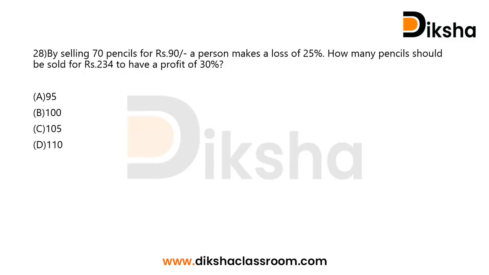Moving to the next question, question number 28. By selling 70 pencils for rupees 90, a person makes a loss of 25%. And the question is, how many pencils should be sold for rupees 234 to have a profit of 30%? Again, it's a direct question from profit and loss. That's the question.